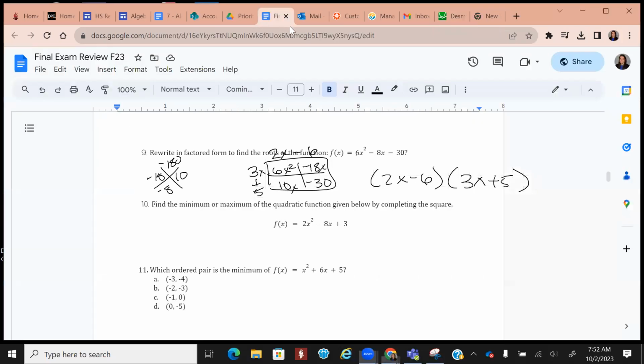Now, they could have asked for you to completely factor this out, but instead they asked us to find the roots. So that means that we're going to take both of these, set them equal to 0, and solve. And so that means that I'm going to get 3 on this one and -5/3 on this one.